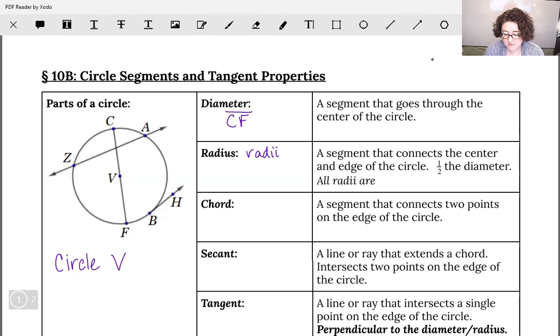So we have two radii on here because we have a center and we go each direction out from the center out to the endpoints of the diameter. So we're looking at segment CV or VC, wouldn't really matter which one. And we also have VF. So those are both radii. They both go from the center out to the edge.